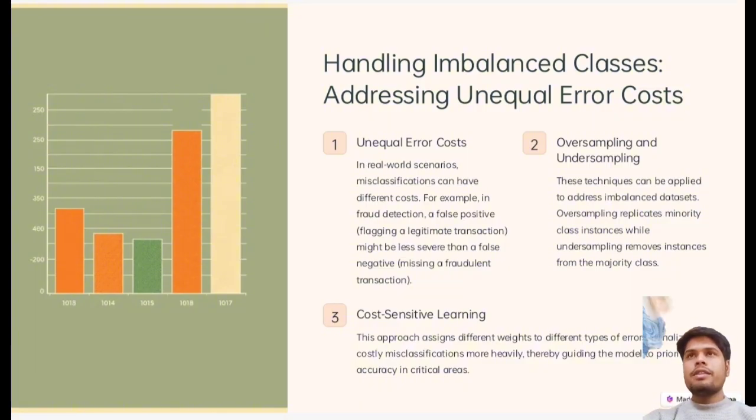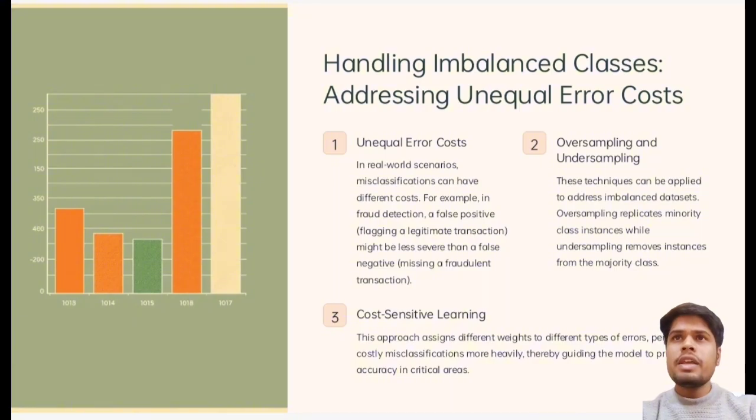And the other is oversampling and undersampling. These techniques can be applied to address imbalanced data sets. Oversampling replicates minority class instances, while undersampling removes instances from the majority class. Another is cost sensitive learning. These approaches assign different weights to different types of errors, penalizing costly misclassifications more heavily, thereby guiding the model to prioritize accuracy in critical cases.